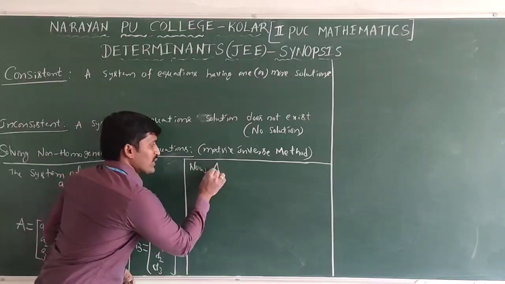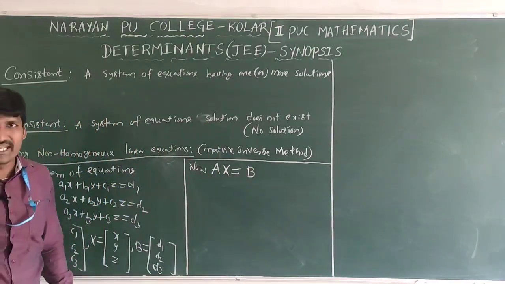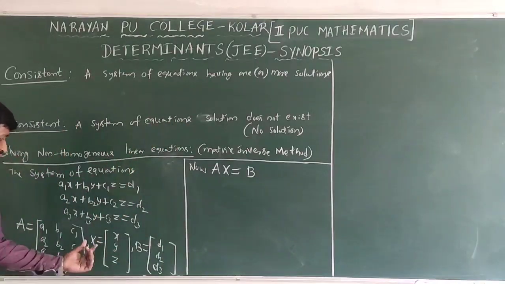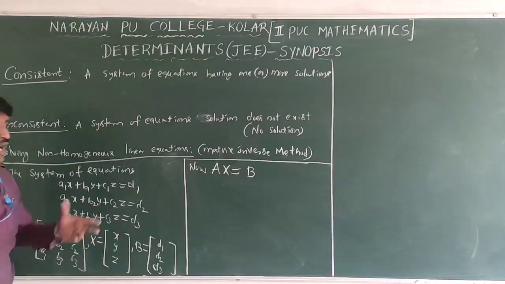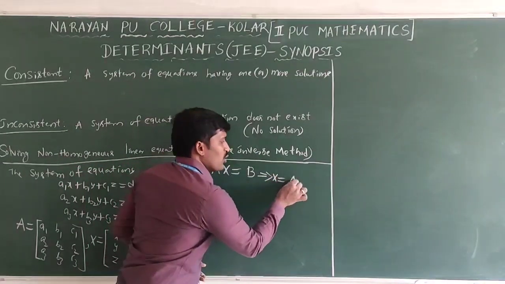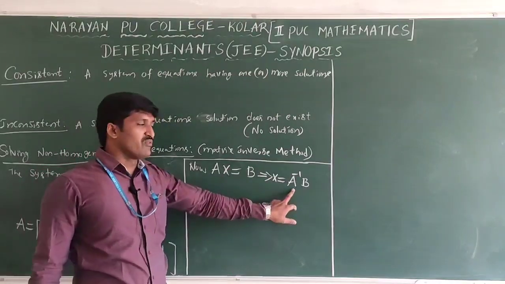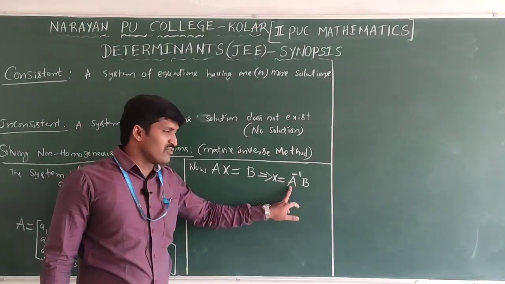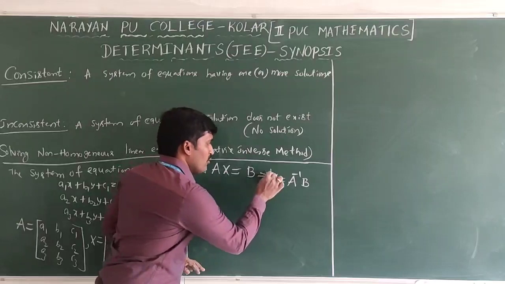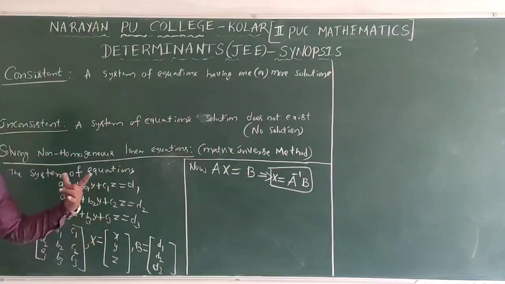Now we can write this in the form AX equal to B. From this, for the solution, which matrix do we need? The X matrix. How to find it directly? X is equal to A inverse into B. To find the X matrix, we need to find the product of the inverse of A into the B matrix. From this we can find the solution of the given linear equations.